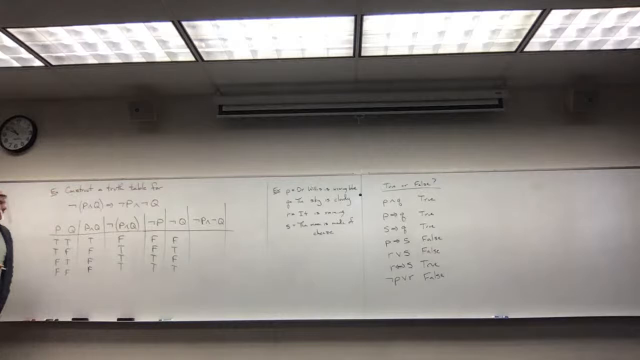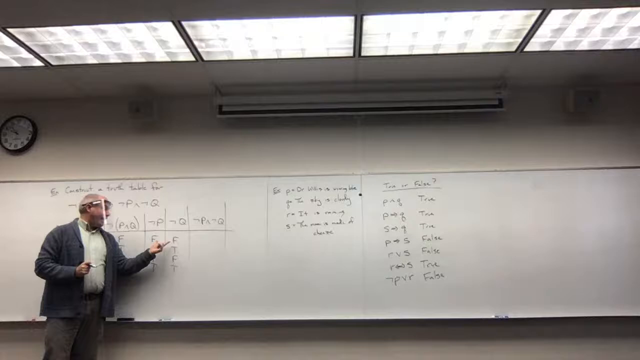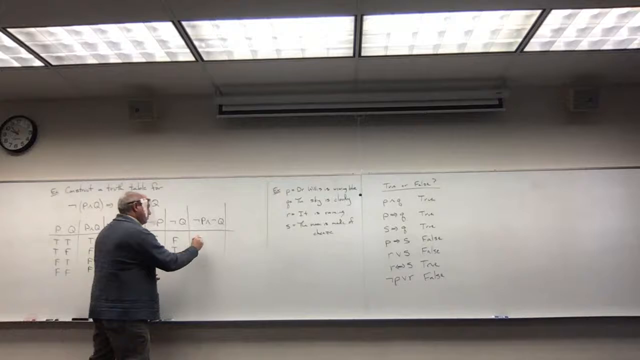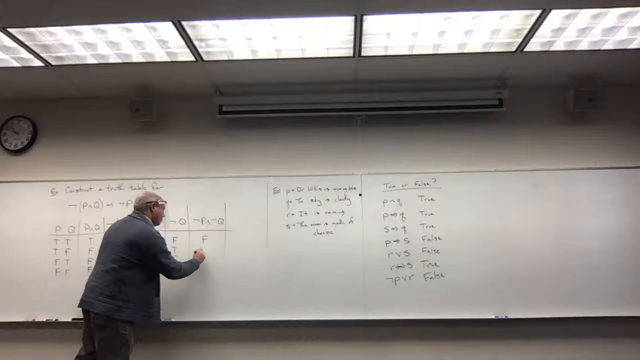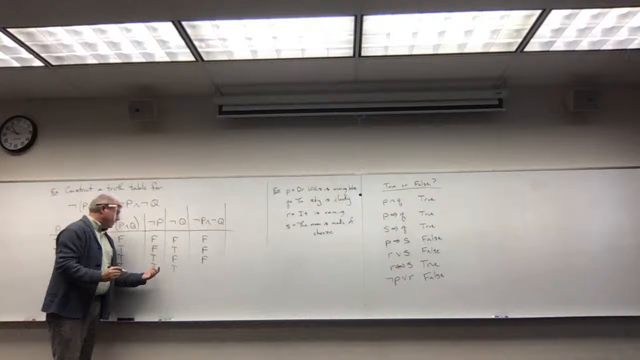And let's see, so I'm anding together false and false. So false and false is false. False and true is false. True and false is false. And then finally, true and true is true.